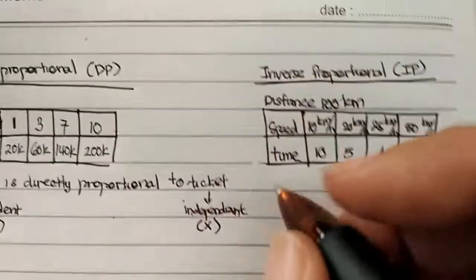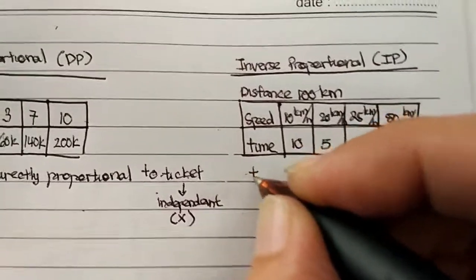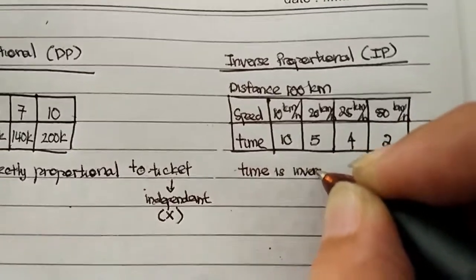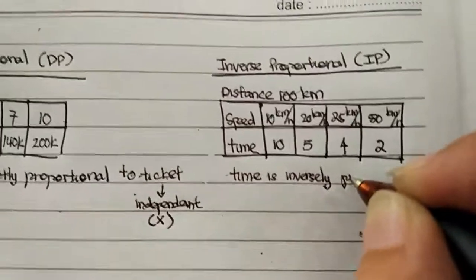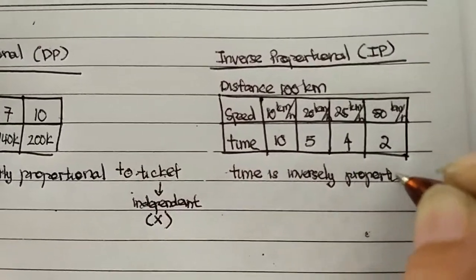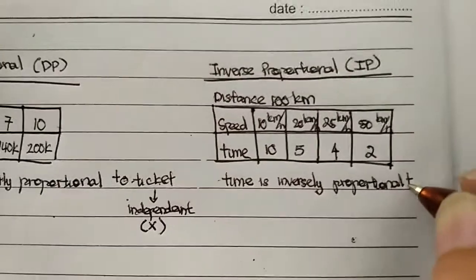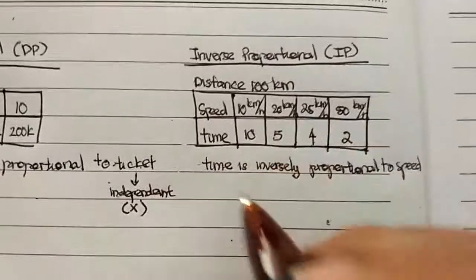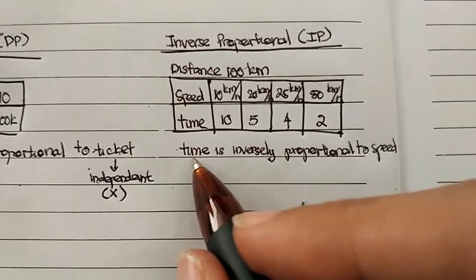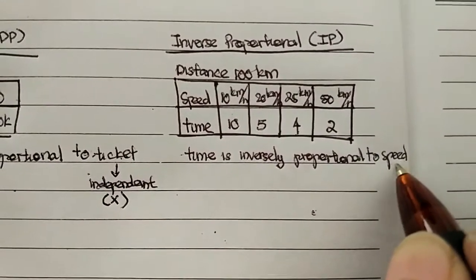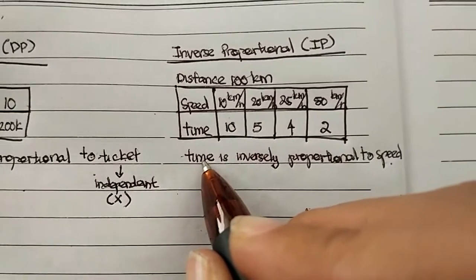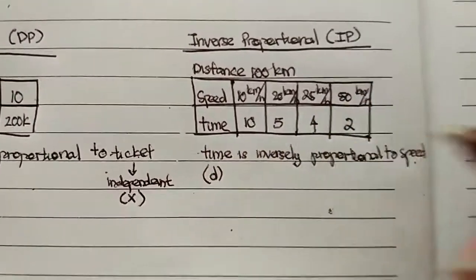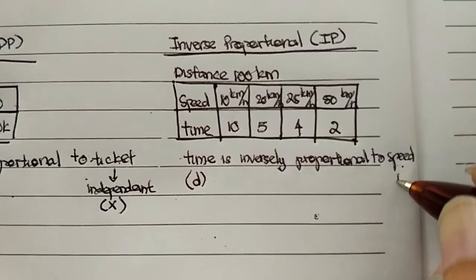Now, if I say time is inversely proportional to speed, then I can say that the time depends on the speed, right? So this one will be the dependent. I will make it short now. And this one will be the independent.